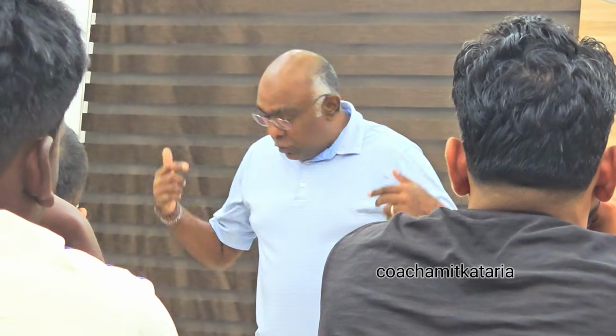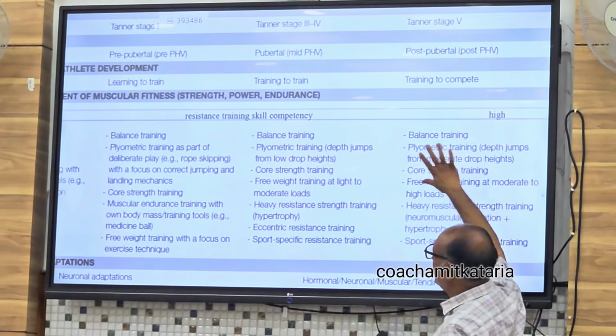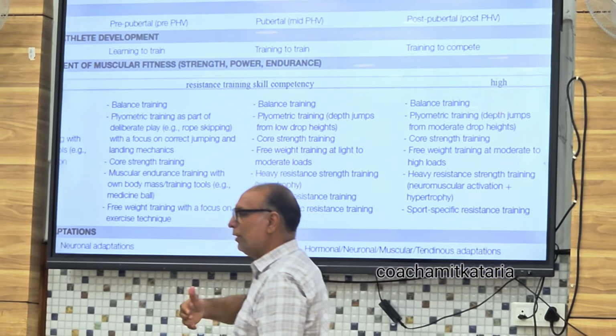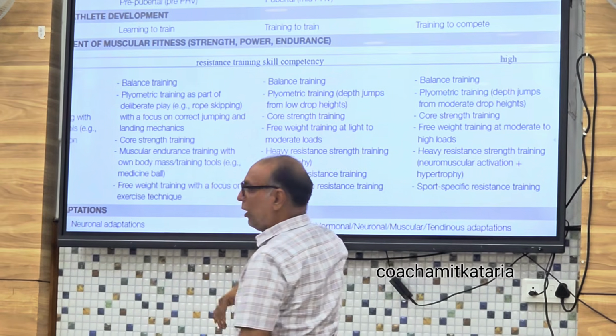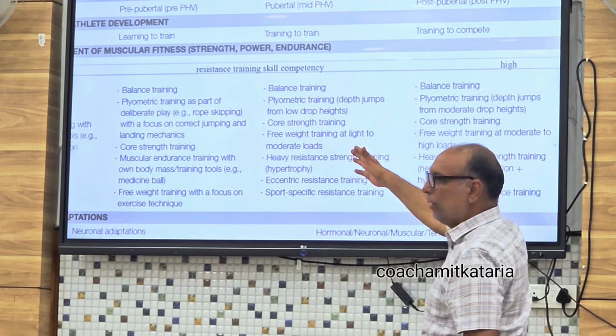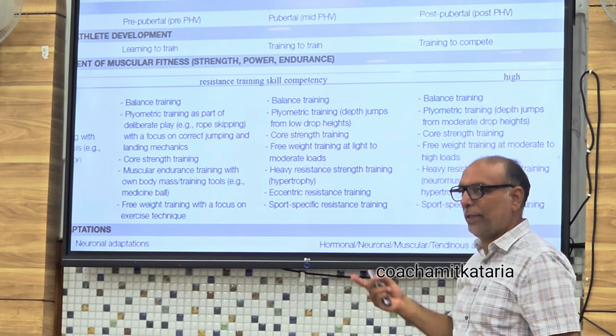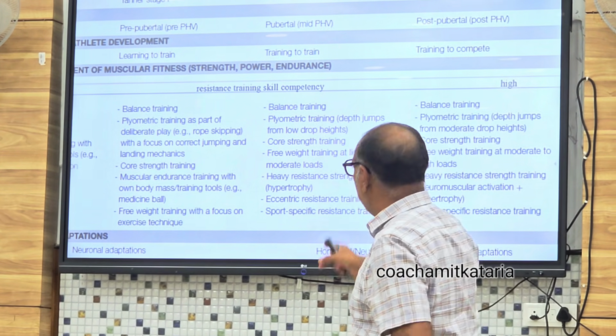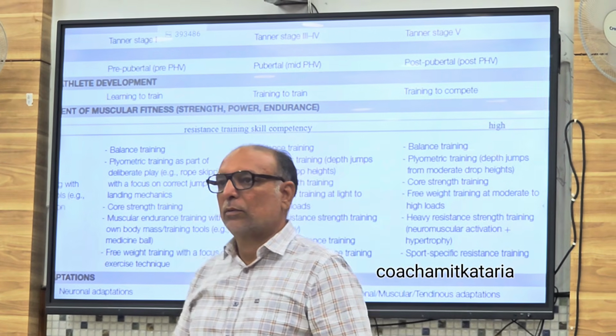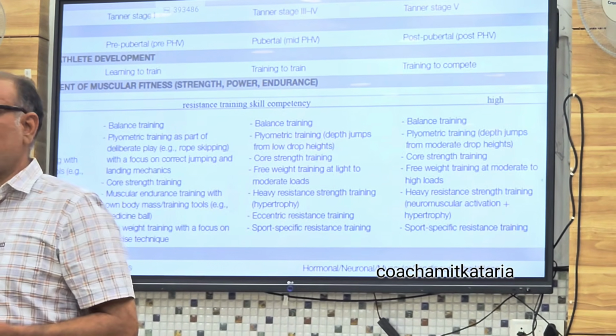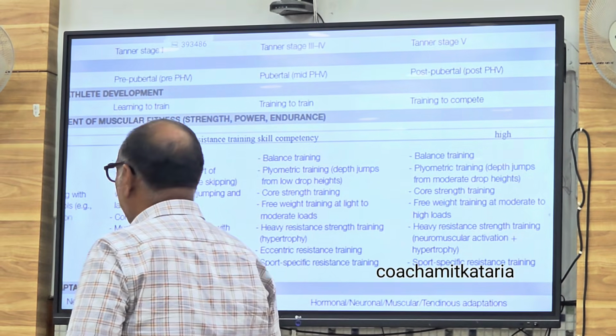Height: you take a seated height and then the difference between total height and seated height. Okay, you know the difference. So balance training is the same. But you see in plyometrics during childhood, plyometric training is a part of deliberate play. Examples are rope skipping. That is very low impact, but that is the learning of correct mechanics.